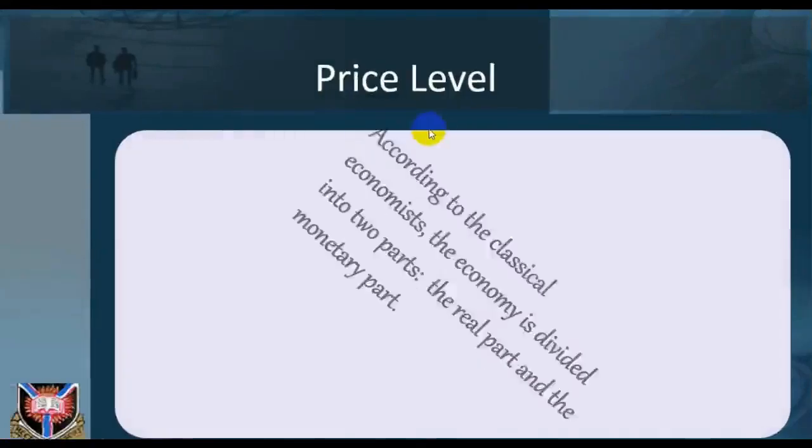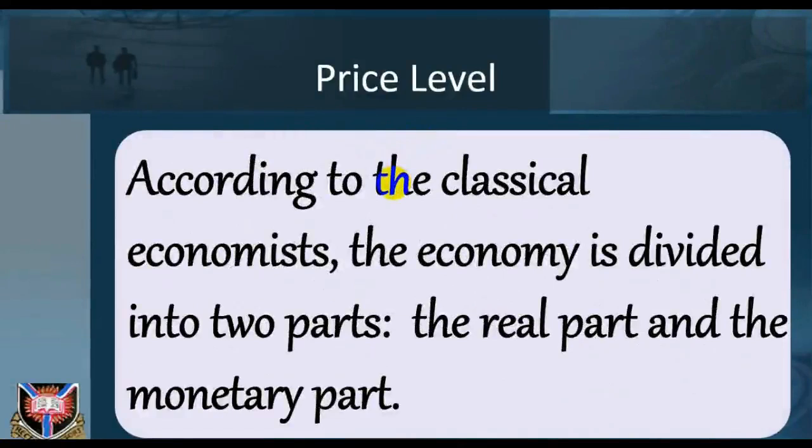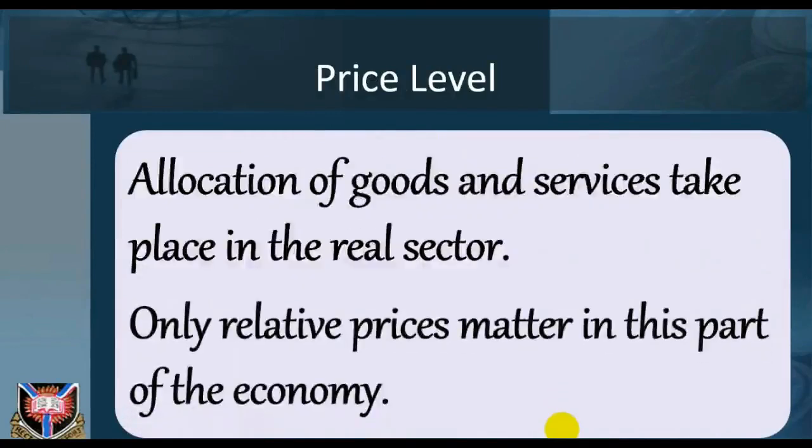Price level. Right from the time of the classical economists, the economy has been divided into two parts, the real part and the monetary part. Allocation of goods and services takes place in the real sector. Only relative prices matter in this part of the economy. On the other hand, money prices, or the price level, are determined in the monetary sector of the economy. Here, the price level is determined by the quantity of money supply in the economy. The classical economists have considered these two parts of the economy as independent of each other. Money has no impact on the real sector of the economy and thus has been considered as a veil behind which actual production takes place. This doctrine is referred to as the neutrality of money.